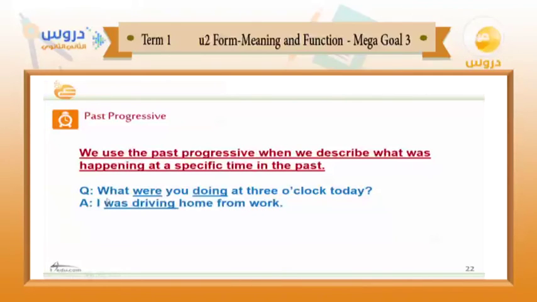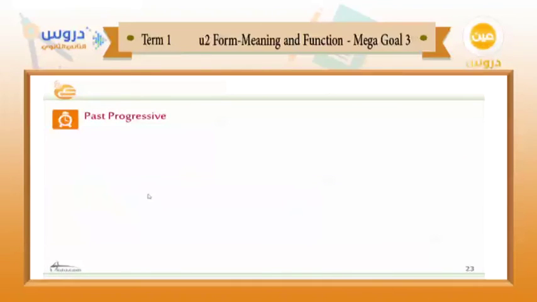So this is something happening at a specific time. If something was happening at a specific time, we can use what? The past progressive. Was, were, plus verb, plus ing. And to make a question, we can use was or were. Were for the plural and was for the singular.